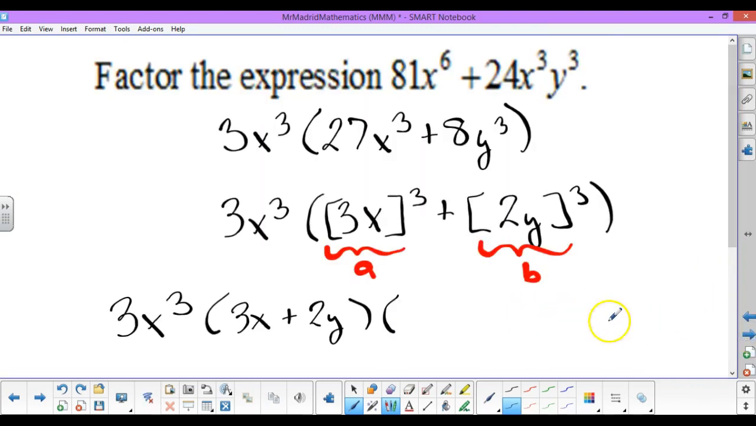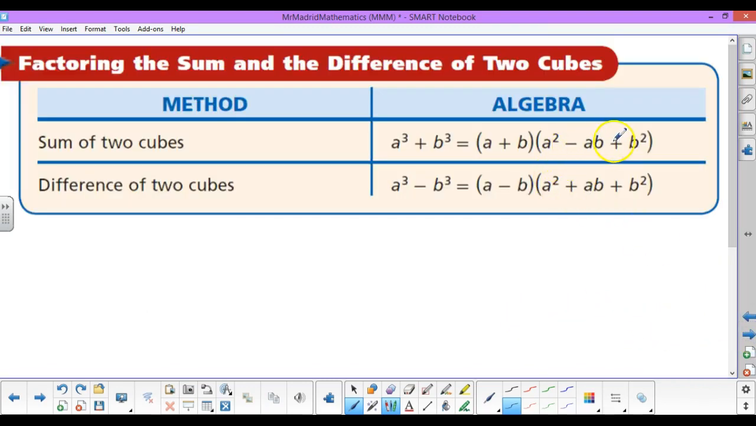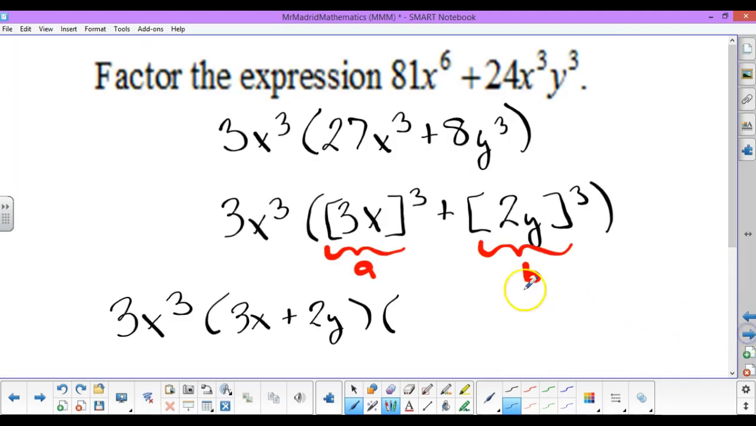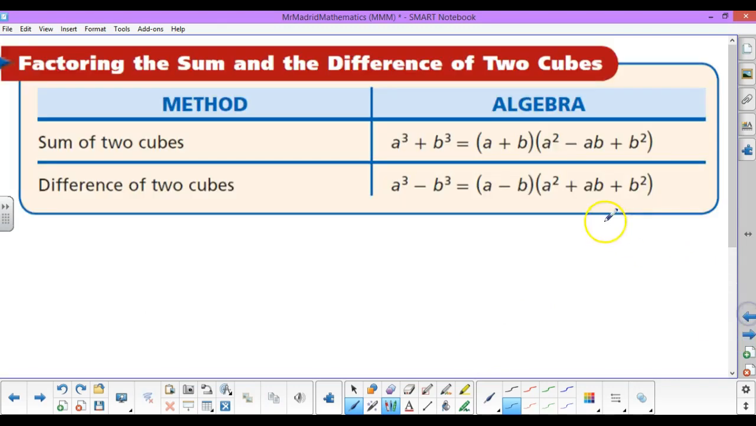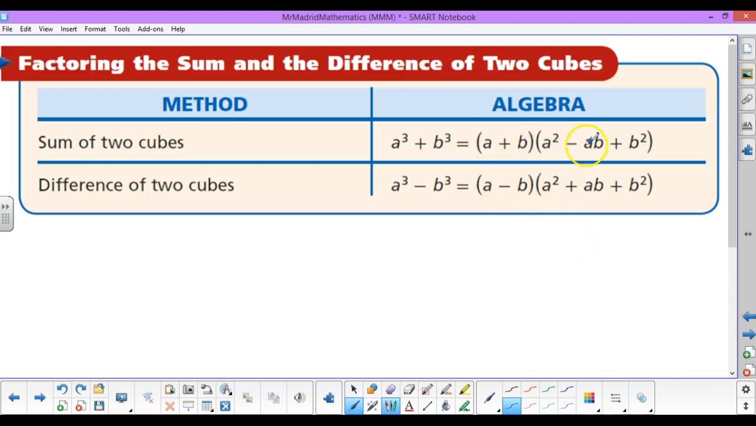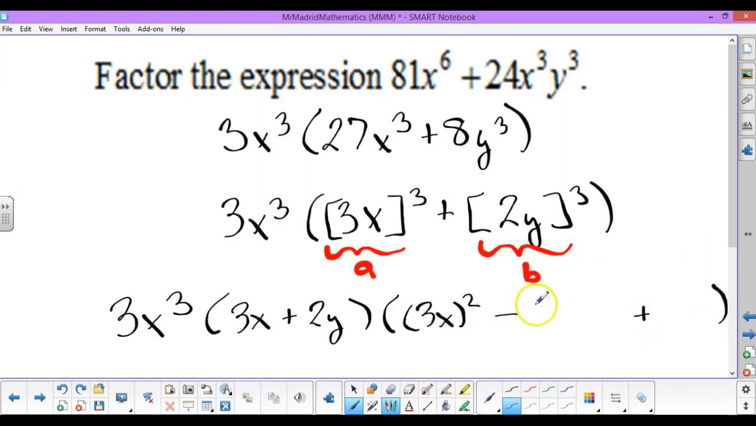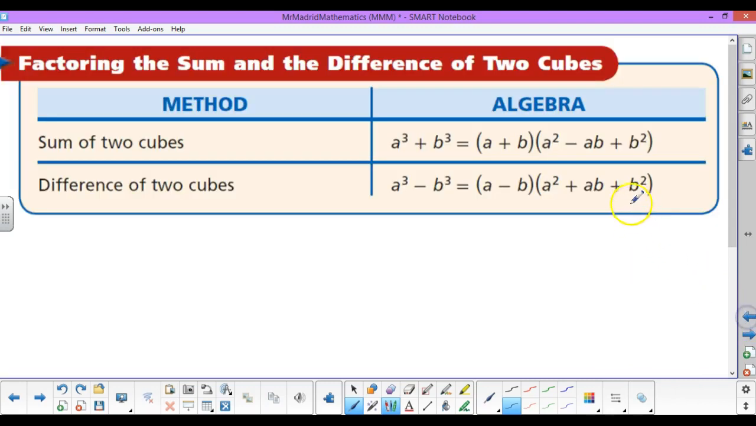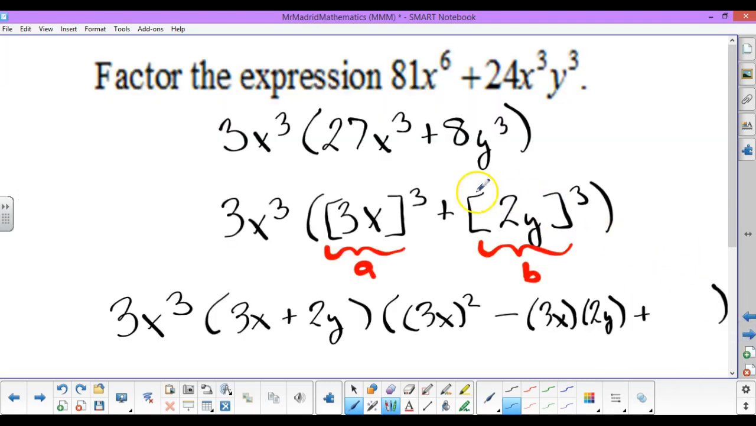So let me get the signs taken care of so I don't get confused. So it's a minus and a plus. And up front is a squared, which is 3x squared. Next I need in the middle ab, so I'm going to put a, and I'm going to put b. And lastly, I do need a b squared, which is 2y squared.